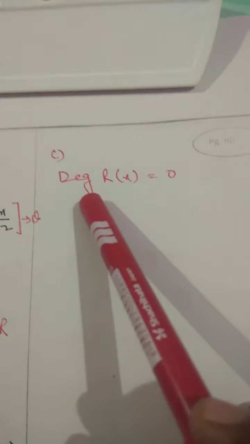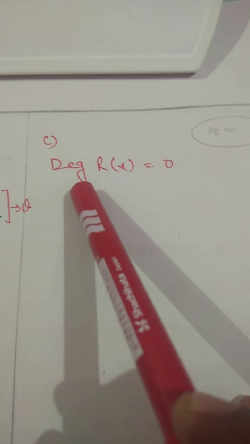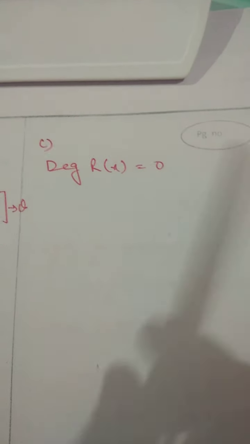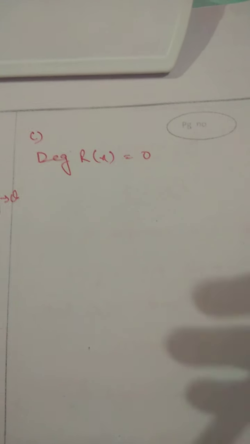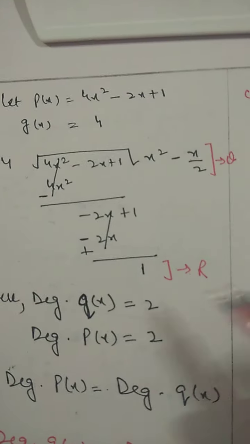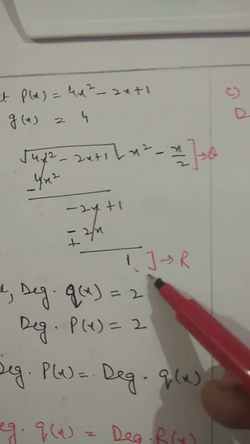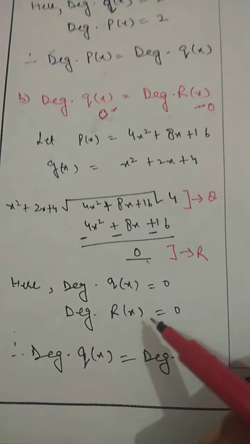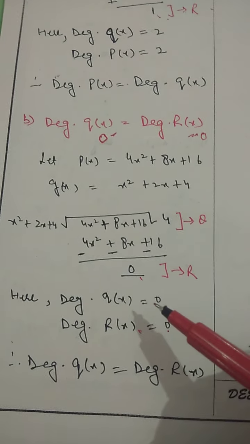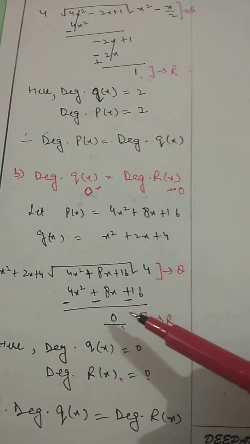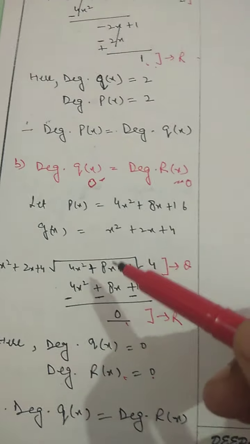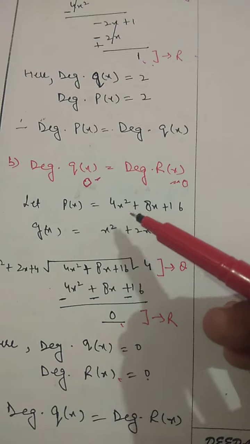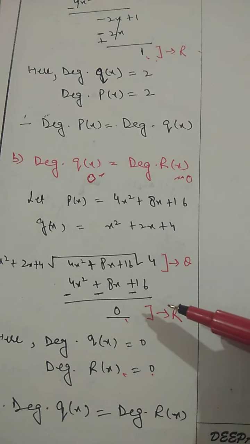In the third part, we have to take polynomials where the degree of remainder should be equal to 0. I have not solved it separately because in the first part, when we perform the division, we obtain remainder 1, and its degree is also 0. In the second part, when we perform the division, the degree of remainder is also 0. So you can take either the first part or the second part, or you can also proceed by taking other polynomials as I have suggested in the second part.